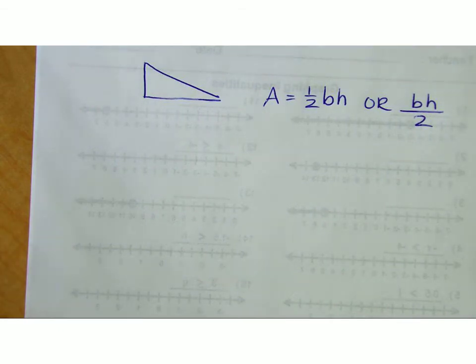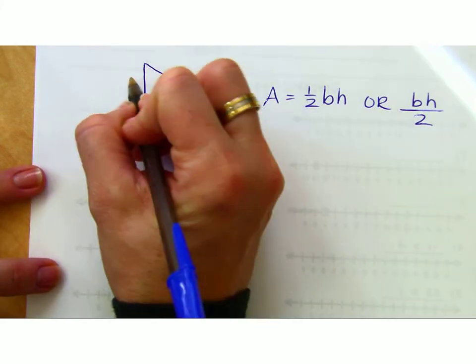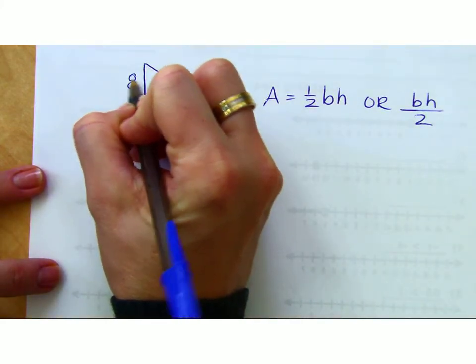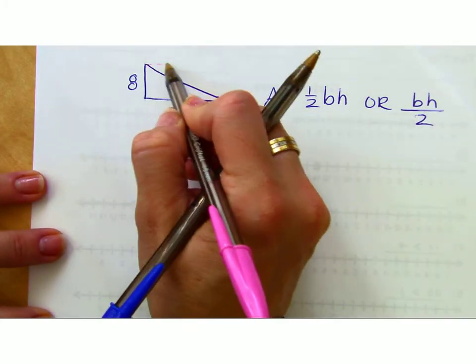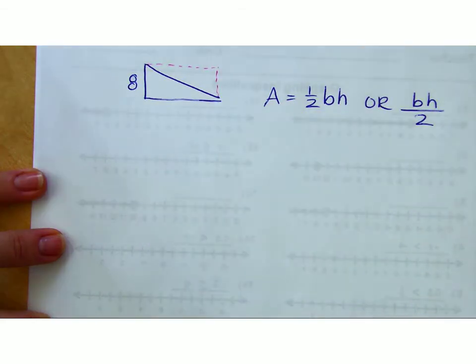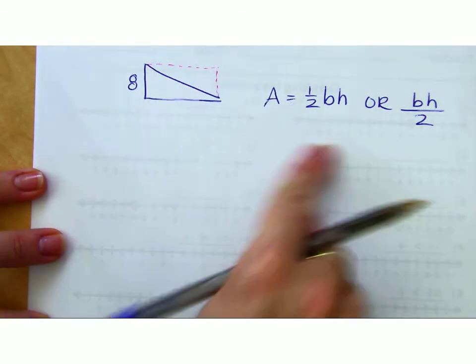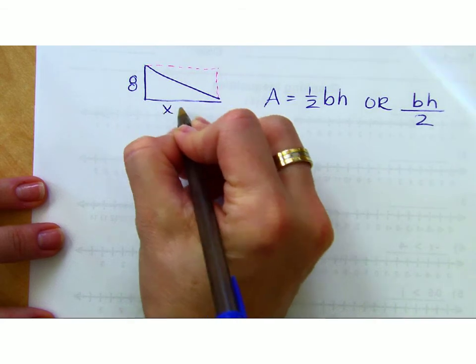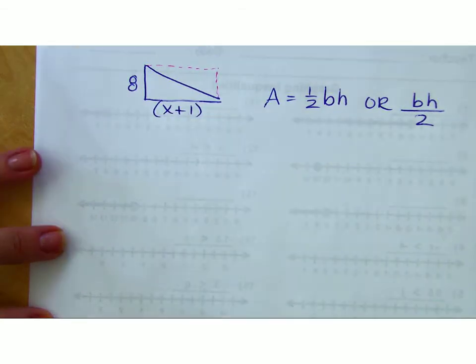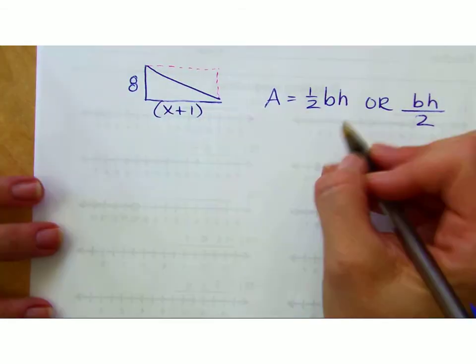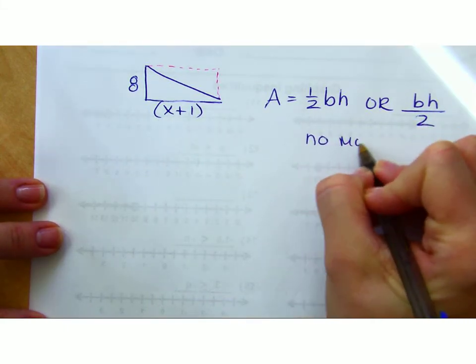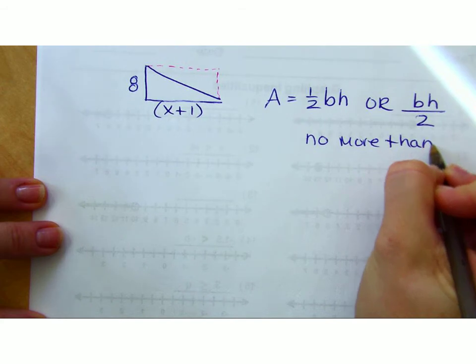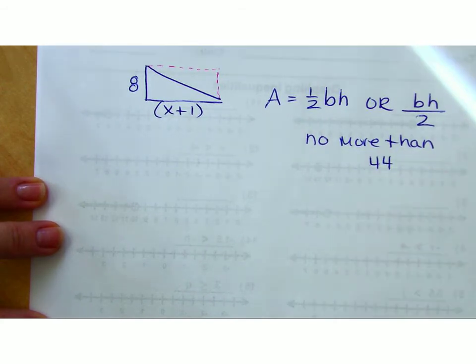So let's say the height of my garden, and I have an odd space in my backyard. It's a triangular shape. And you guys know where that half comes from, right? Because area is half of that. And this is the length, and this is the width. But I don't have a big space, so I have to make sure that the area of this garden is no more than 44 square feet.